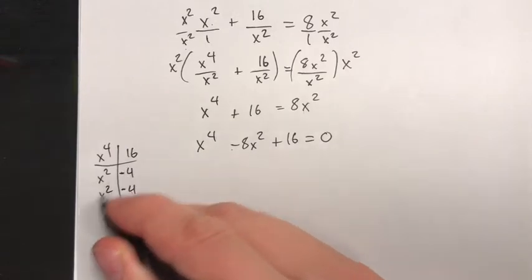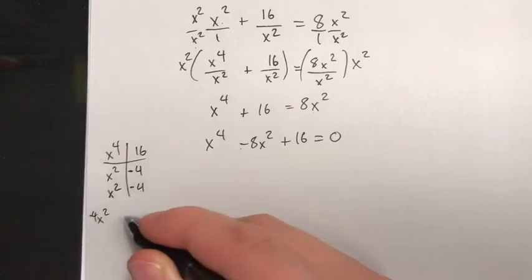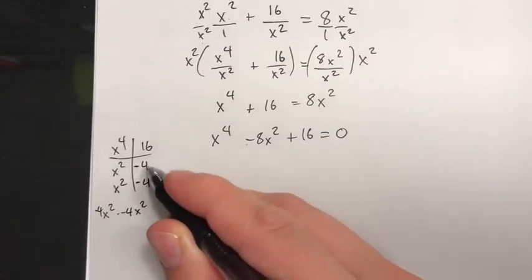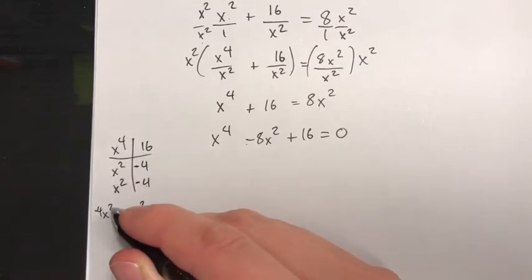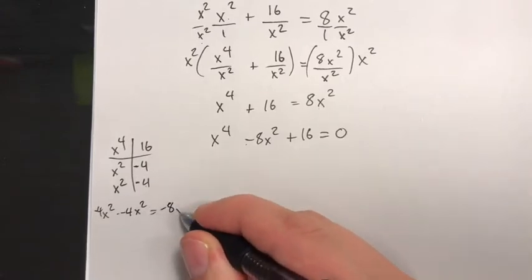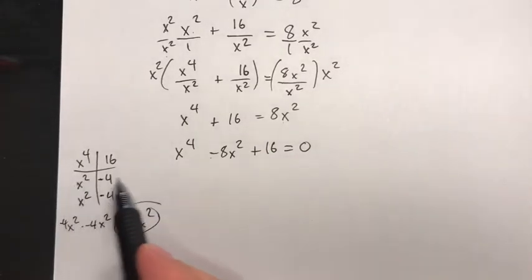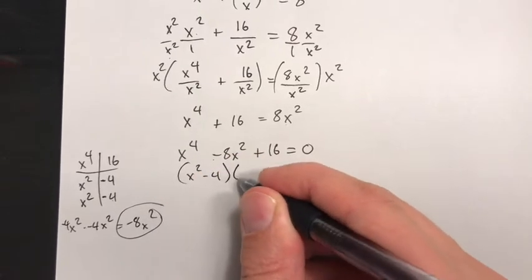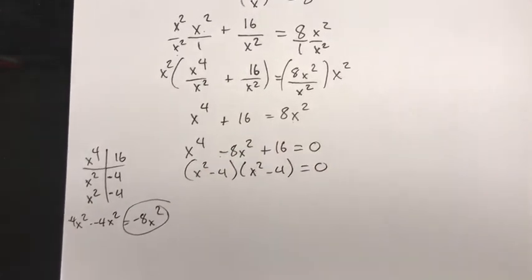So to check this, I'm going to crisscross it, right? So that's x squared times negative 4, so negative 4x squared, and then another negative 4x squared. So it's negative 4x squared minus 4x squared, which again gets you the negative 8x squared. So I am good, okay? So writing the factors, this one and then this one. So it's going to be x squared minus 4, and then x squared minus 4 equals 0, okay?